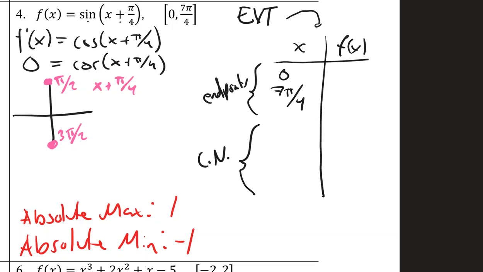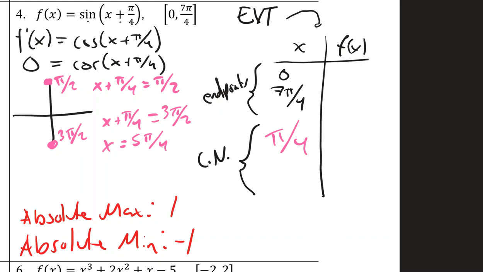So I just made an equation. What could I add to pi over 4 to make it be pi over 2? That's pi over 4. And what plus pi over 4 would give me 3 pi over 2? Because the cosine of 3 pi over 2 is 0. So subtract pi over 4 over, and you get 5 pi over 4, because this is like 6 pi over 4, so subtract 1 is 5 pi over 4. Are you okay with those critical numbers?